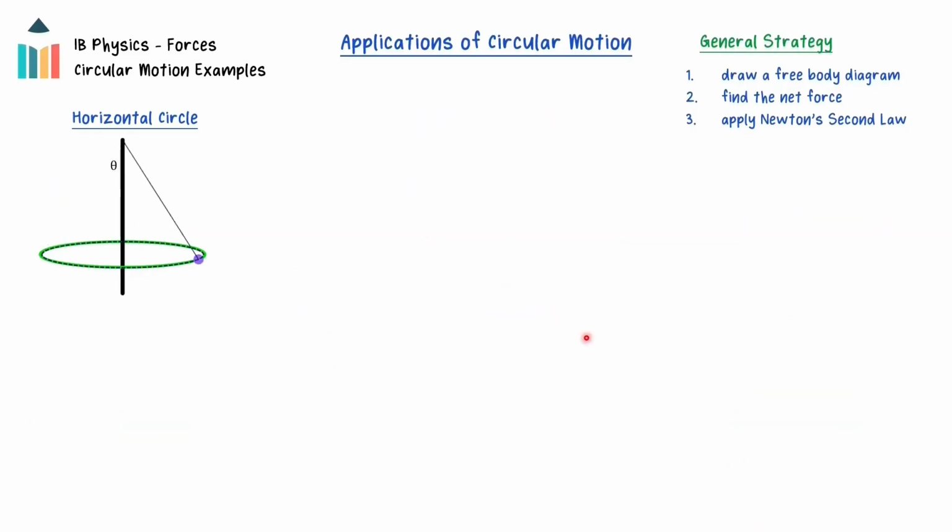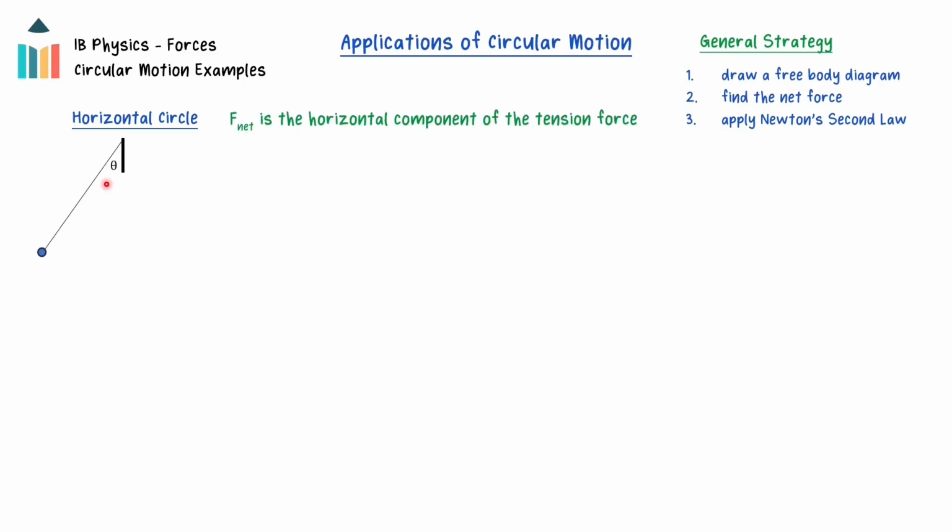Another common application is the conical pendulum, which is a mass attached to a string moving in a horizontal circle. The string makes an angle theta with the vertical. For a conical pendulum, the net force is directed towards the center of the circular path, provided by the horizontal component of the tension force.